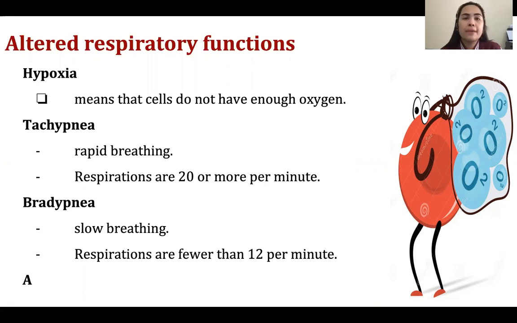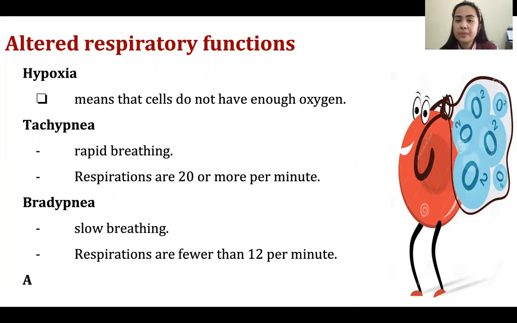So first we have hypoxia. Okay, what is hypoxia? Hypoxia means that the cells do not have enough oxygen. As we all know, the cells can live only if they are having oxygen. Like us people, we need oxygen to live. So thus cells also need oxygen. So without this oxygen, there is a condition called hypoxia.